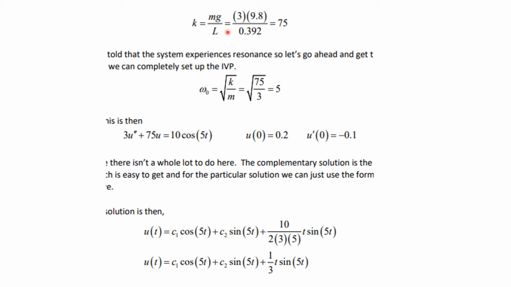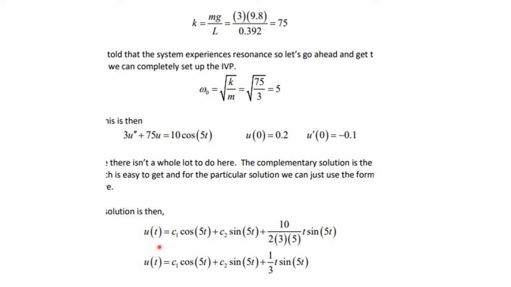We need to know what K is. K is mg over L, and we substitute in. Note we're taking care of the units by moving those decimal points, and we get 75 for K. And we were told the system experiences resonance, and so the system frequency is the square root of K over M. That's the square root of 25, which is 5. And so that's why we put 10 times cosine of 5t there. And these are our initial conditions in the right units. So we set about solving this.